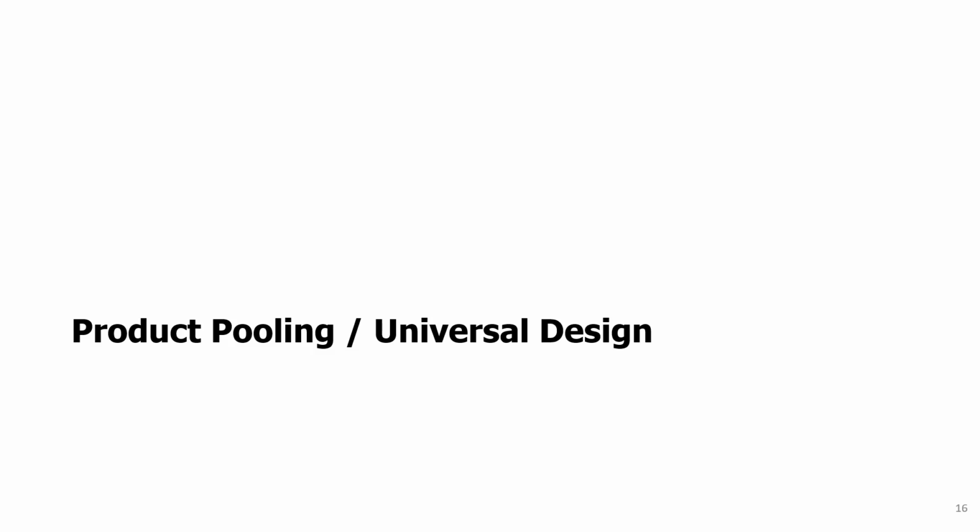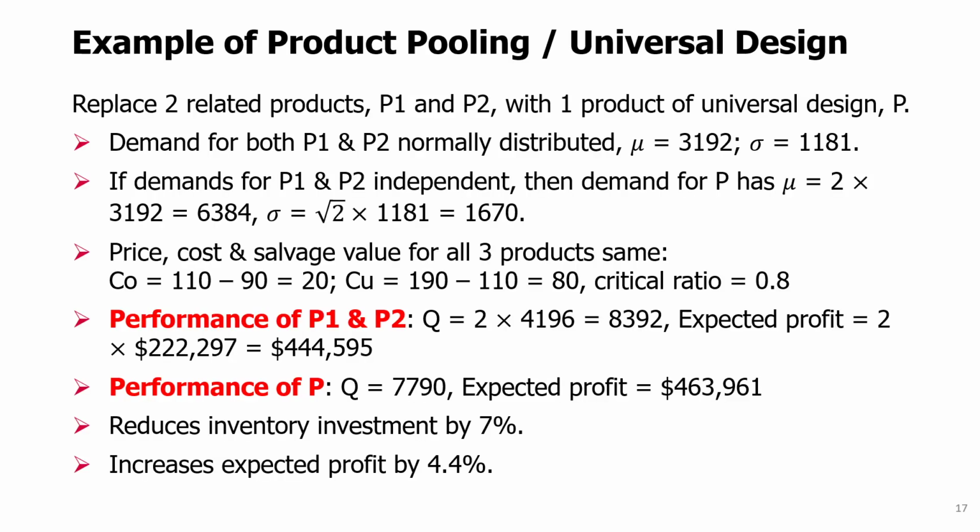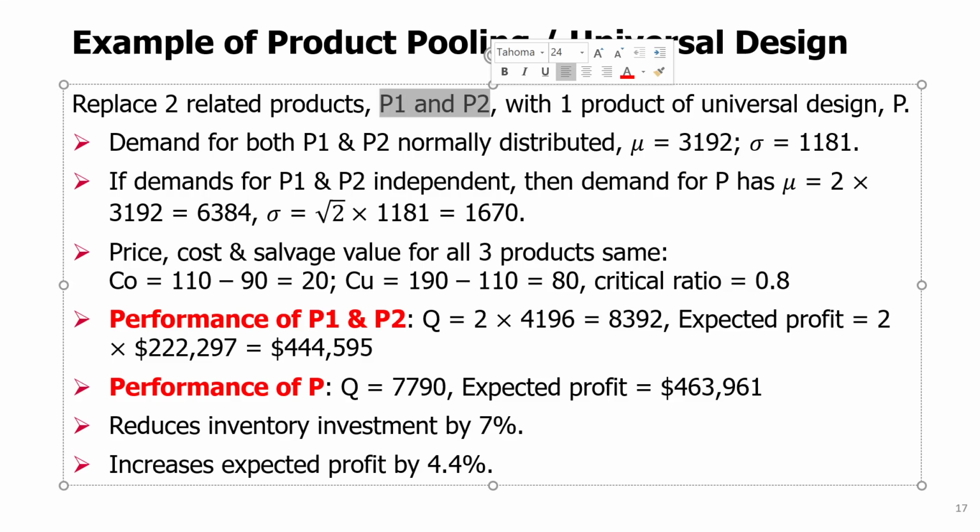Product pooling, or universal design. The next type of pooling that we will consider is called product pooling, sometimes also called universal design. Consider this stylized example where we have two related products, P1 and P2, and we replace them with one product of universal design, P. So we have P1 and P2, replace them with some universal design P.